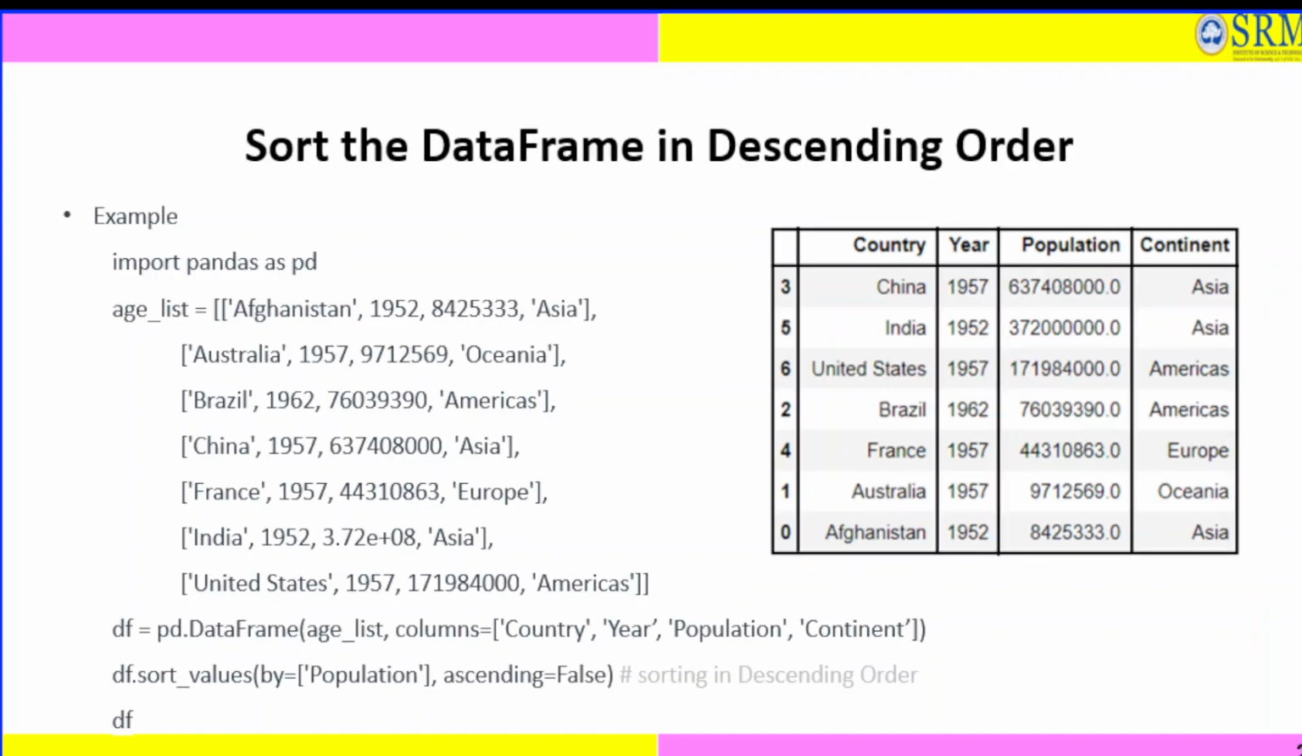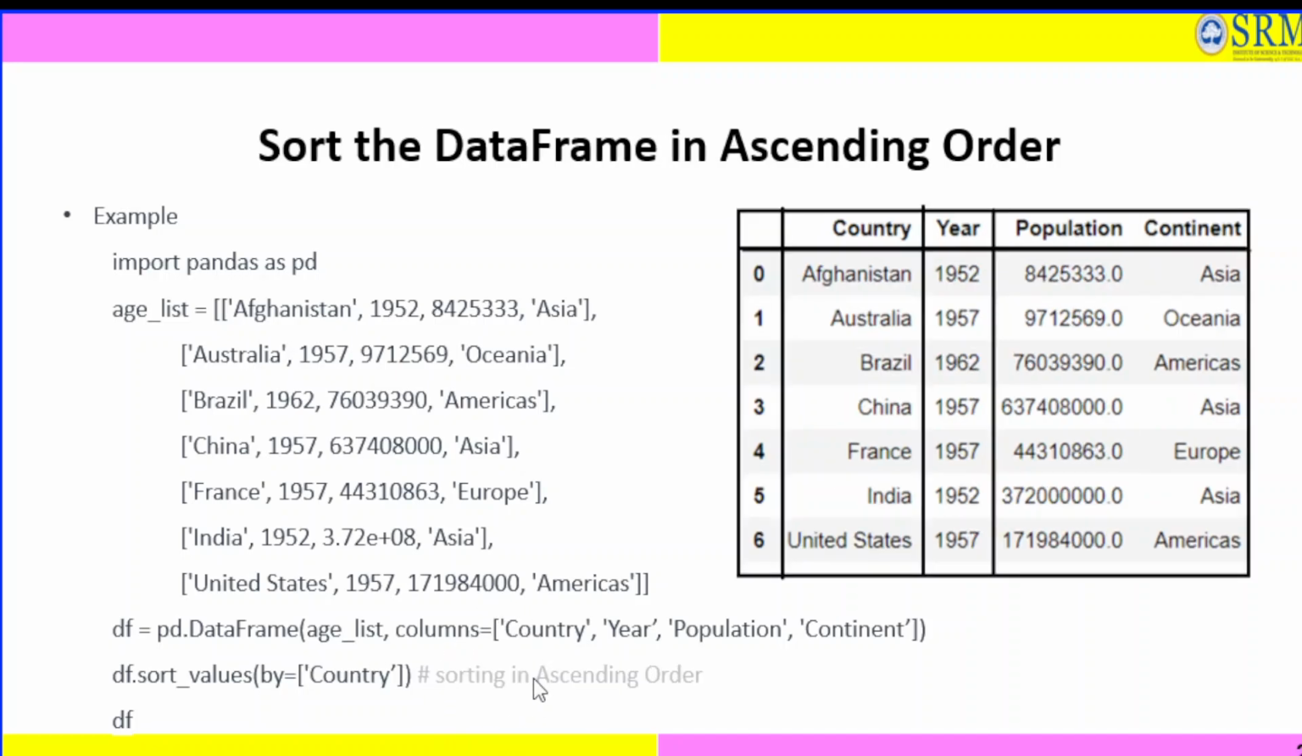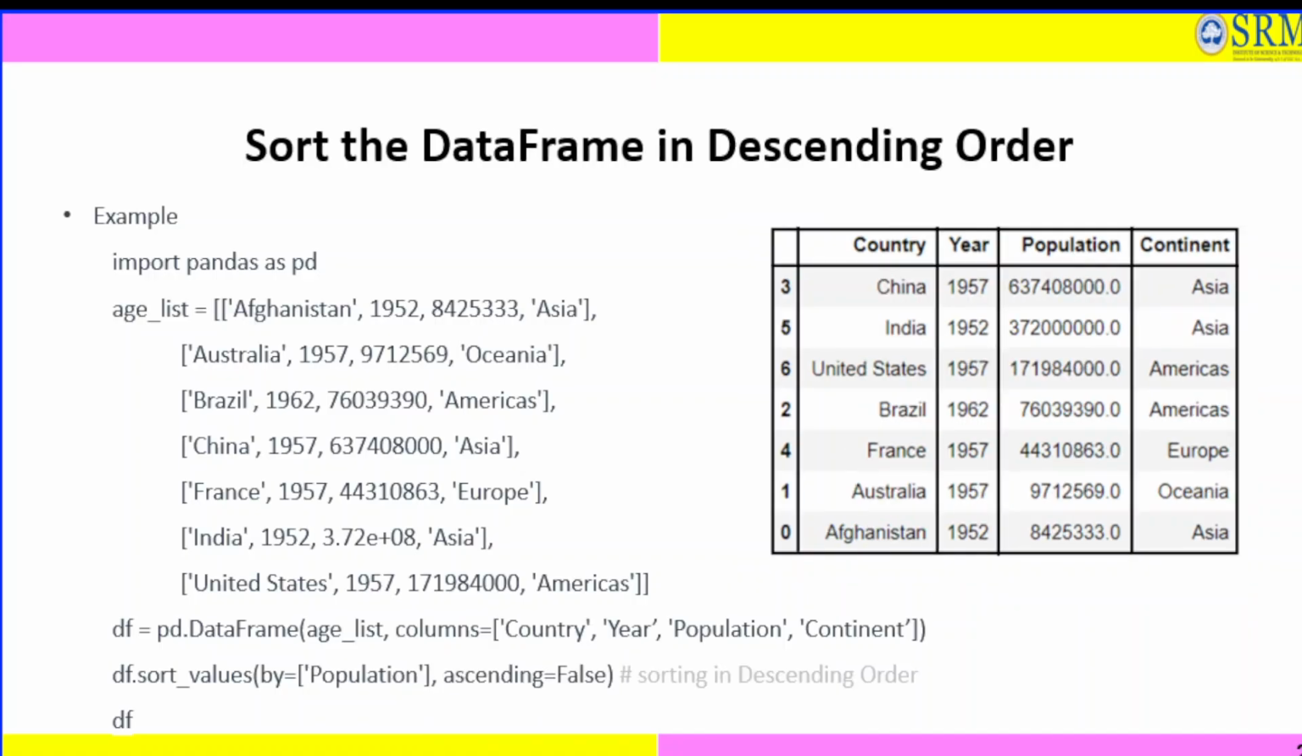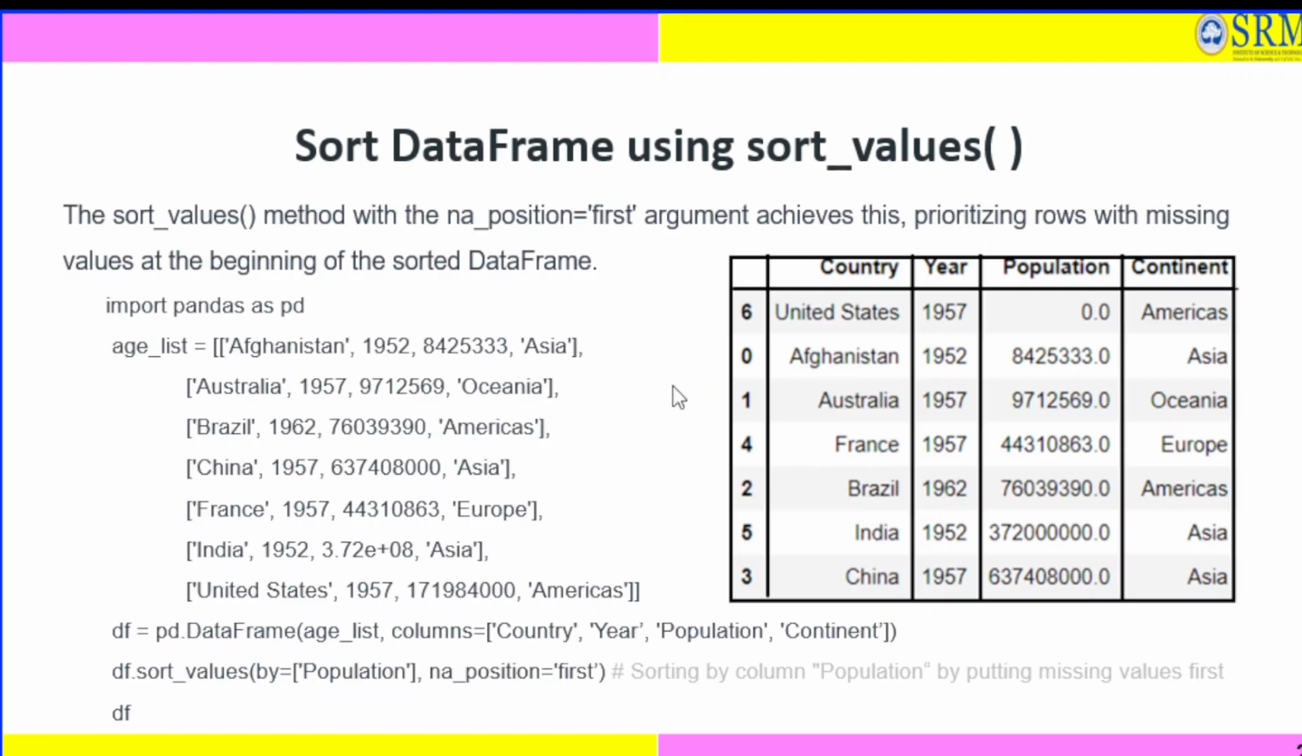You can also sort the data frame in descending order by setting the parameter ascending equal to false. By default, it sorts in ascending order. In order to sort it in descending order, just give the parameter ascending equal to false. Here the values have been sorted by population, and the population is given in descending order.